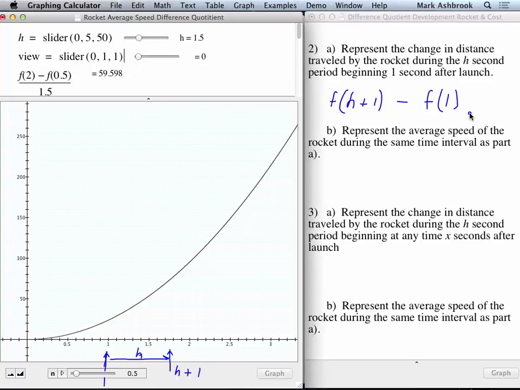Good. Okay, average speed for that same time interval. Joe, did you get the average speed? F of H plus 1 minus F of 1. Good. Over H. So could we put H plus 1 minus 1? Final time minus initial time? Sure, we could do that.